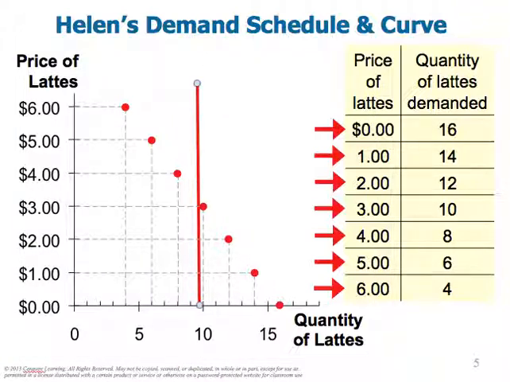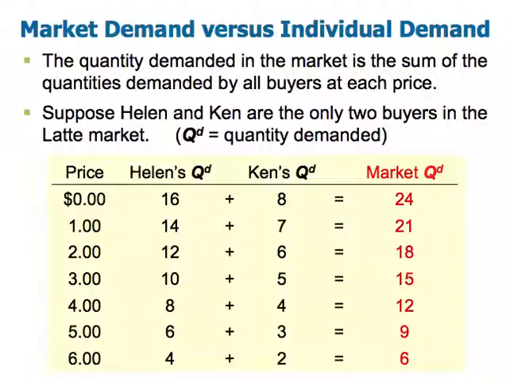Okay. So far we have only talked about a single person's demand schedule, that is Helen's demand schedule. So how do we get the market demand? Suppose that in the market we only have two consumers, Helen and Ken. These are the quantity demanded of Helen, and in this column you see the quantity demanded of Ken. When the price of latte is 0, Helen's quantity demanded is 16, and Ken's is 8. If you sum these two up, you get 24, which is the market quantity demanded.